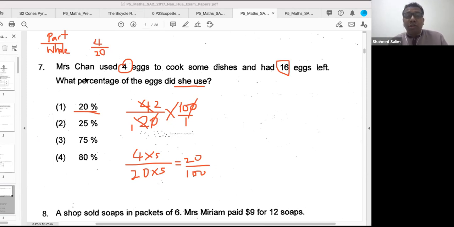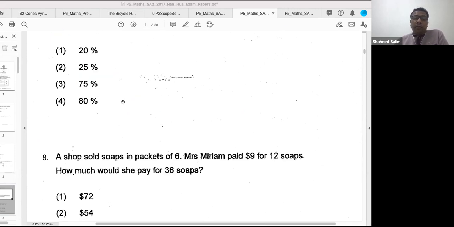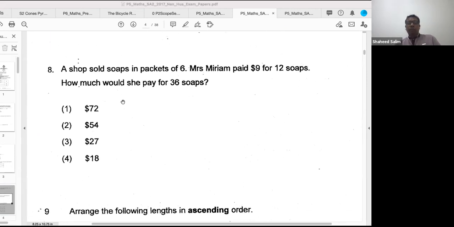If they ask you what fraction, they can change the question. What fraction of x is used? Then it's 4 over 20. But we need to reduce to lowest terms. Sometimes you can say, what decimal? This is very rare. Then you get the answer is 0.2. How do you get 0.2? Down here you can change to 0.2. But anyway, we are not going there. Okay, we are moving on. This one now.